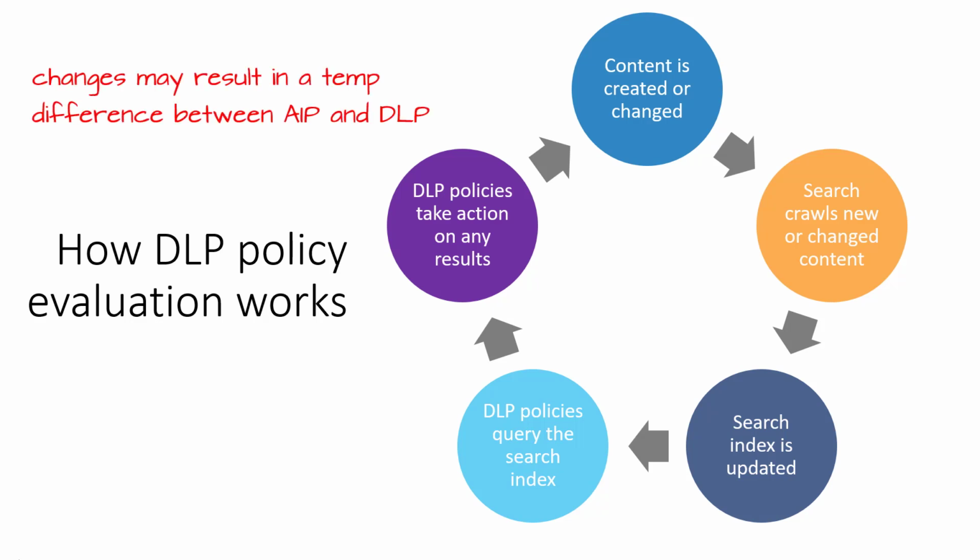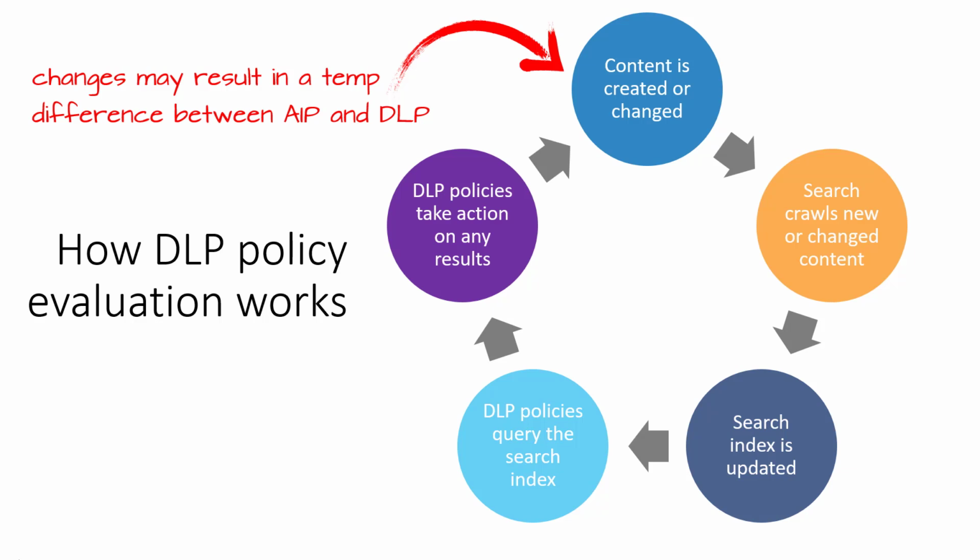There may be changes that result in a temporary difference between what we'd call Azure Information Protection and DLP, because DLP depends on that index and search process, whereas with information protection, we're attaching a label to a document. We may be classifying that document and applying a sensitivity label automatically, but that label in information protection travels with that document everywhere. With DLP, the classification and labeling happens through this search and indexing process. So sometimes there can be a difference between how AIP sees it and how DLP sees it.